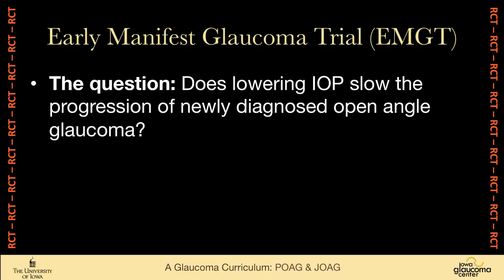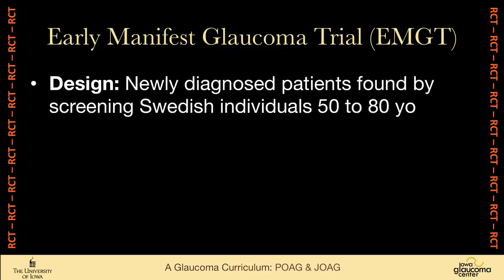There are a lot of randomized clinical trials in glaucoma, and rather than clumping them all together, I thought I would talk about one here, the Early Manifest Glaucoma Trial, the EMGT, which asks the question, does lowering intraocular pressure slow the progression of newly diagnosed open-angle glaucoma? It's a really beautifully designed study in that they didn't take glaucoma patients from clinics. They screened 2 Swedish cities and found new cases of glaucoma.